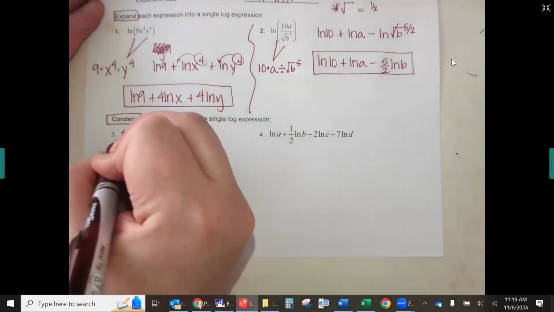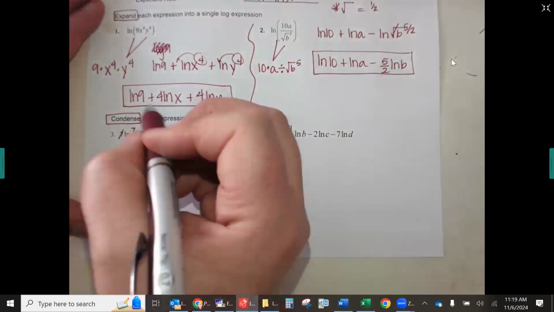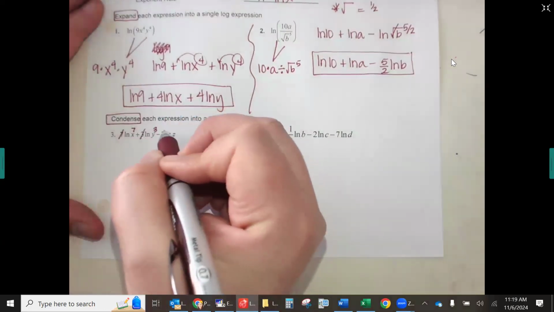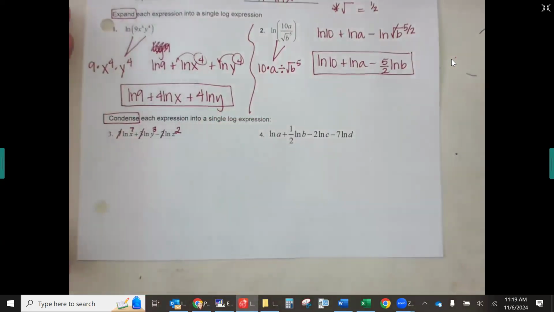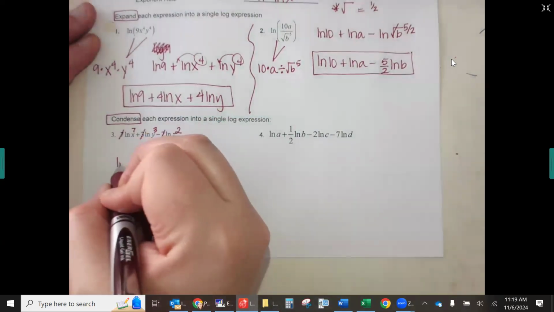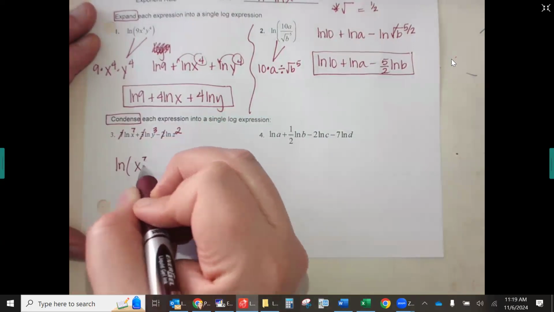Okay, the 7, anything else? The 3 will go up on the Y and the 2 will go up on the Z. Then when I put the guys back together, remember anything with a plus ends up on top. Anything with a minus ends up divided on bottom. So it'd be ln x^7.